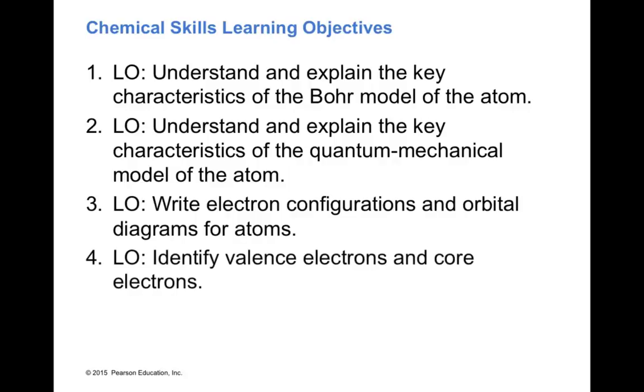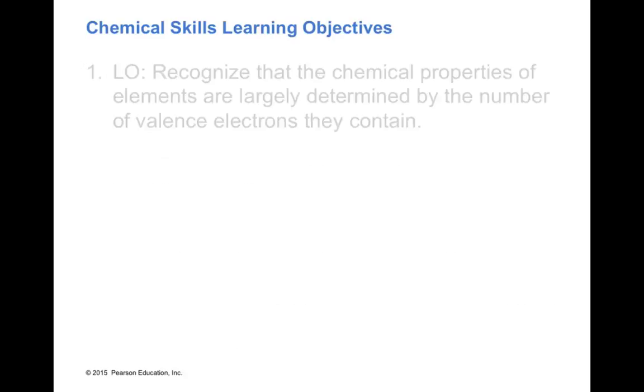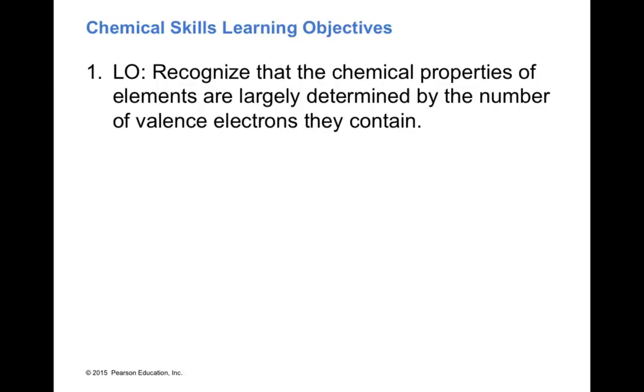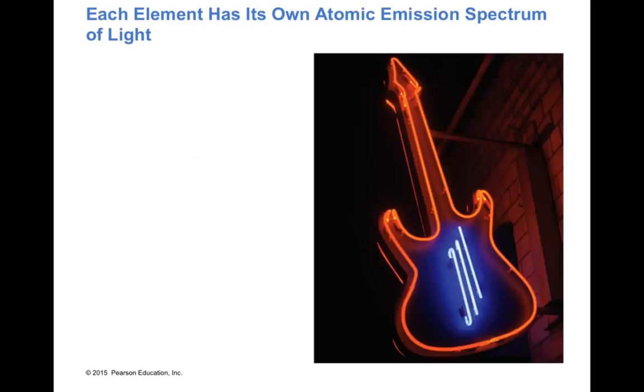You will be able to identify valence electrons and core electrons. You will write the electron configuration for an element based on its position in the periodic table. You will also recognize that the chemical properties of elements are largely determined by the number of valence electrons they contain. And finally, you will identify and understand periodic trends such as atomic size, ionization energy, and metallic character.